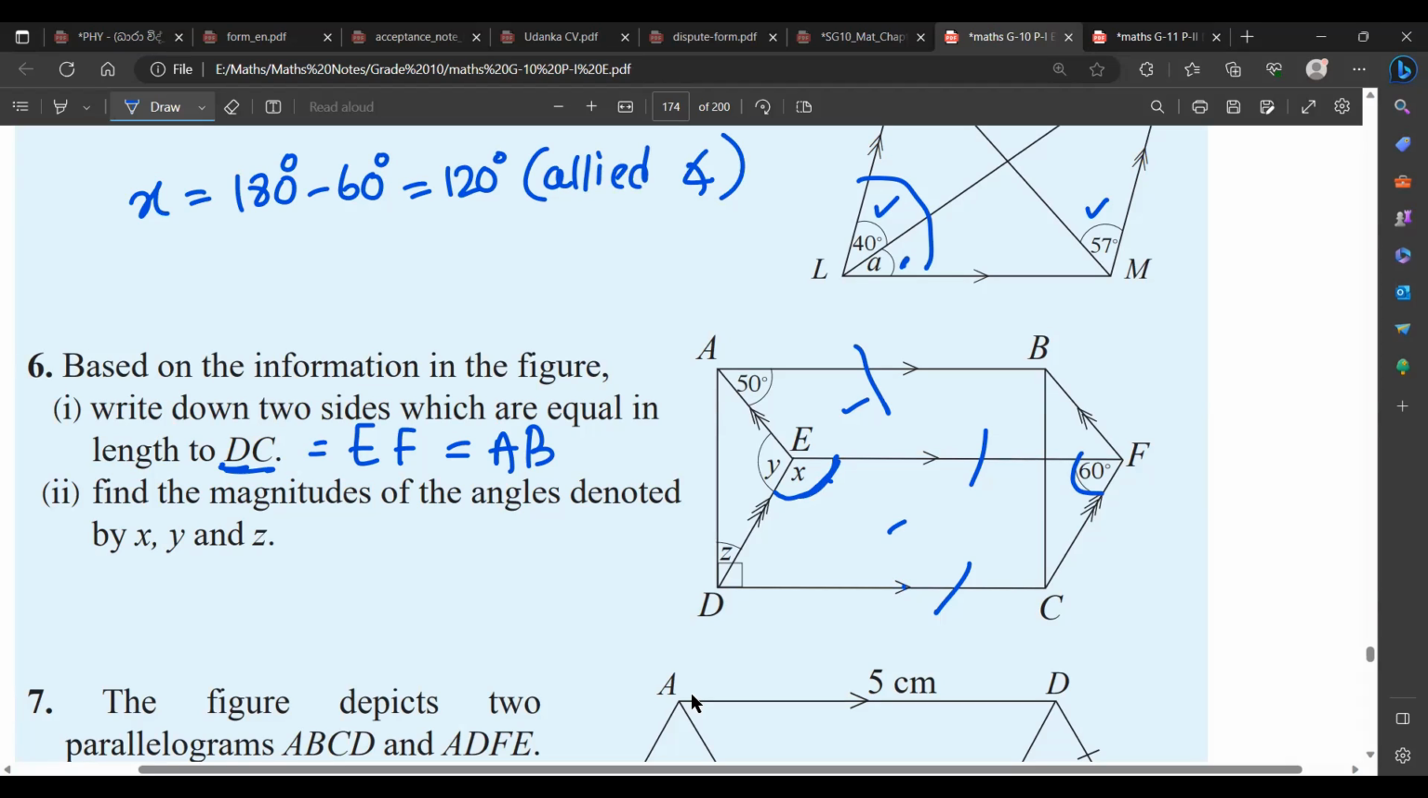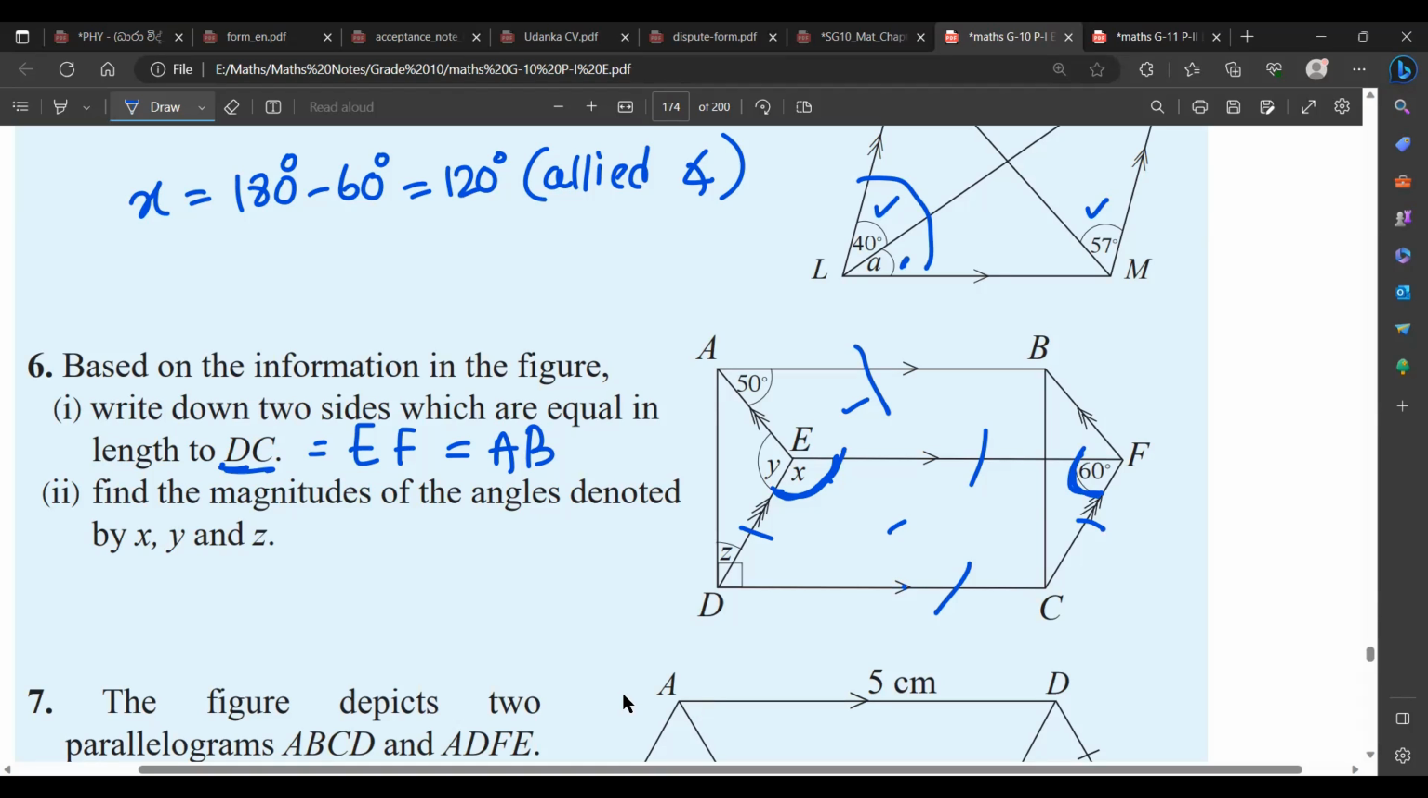How does the allied angle come? Look at it, these two lines are parallel, no? These two lines are parallel. In parallel lines, you can see a letter C. These two lines should be what? Parallel lines. In between these two, the angles should be what? Allied angles, okay? So the allied angle should be 180.